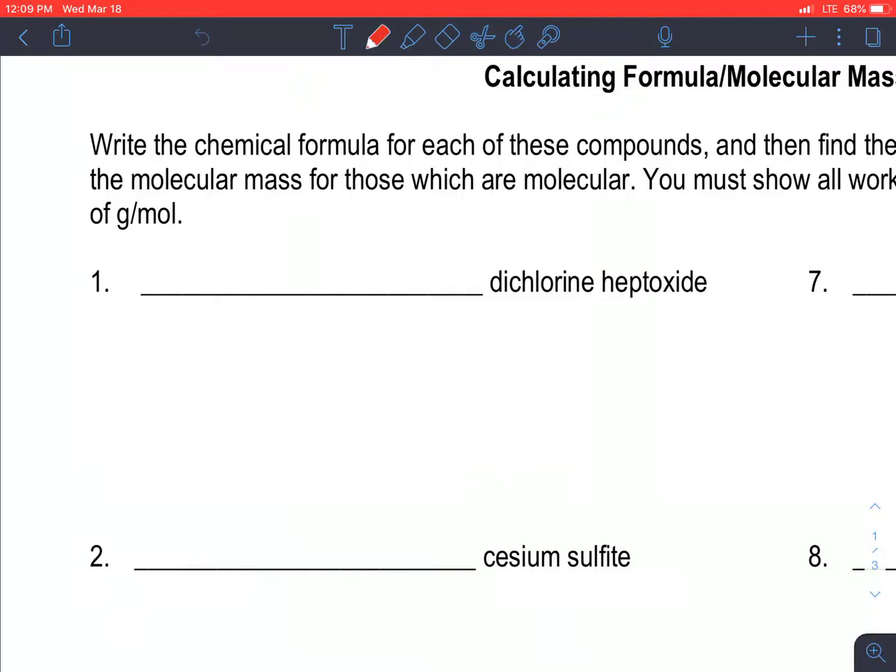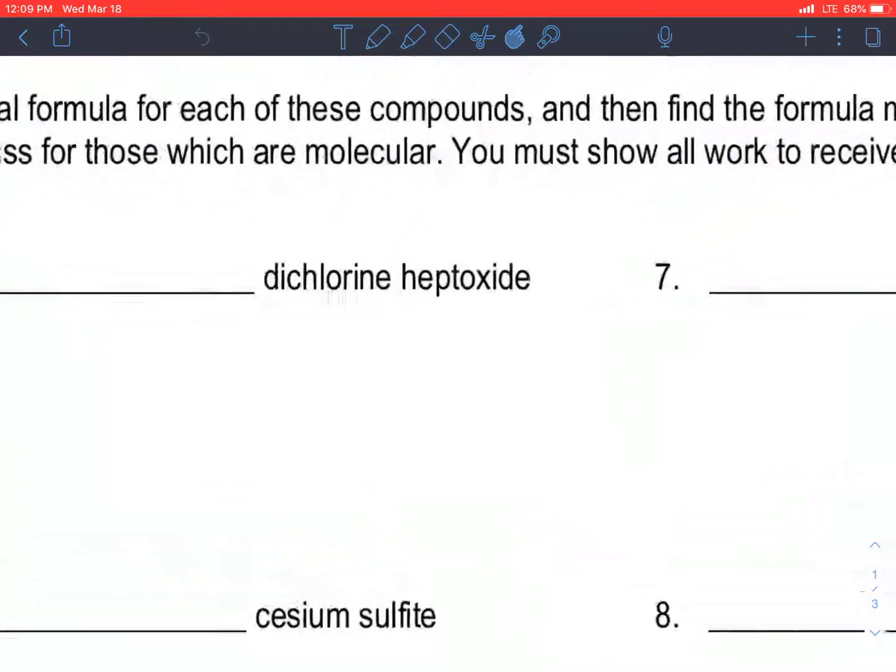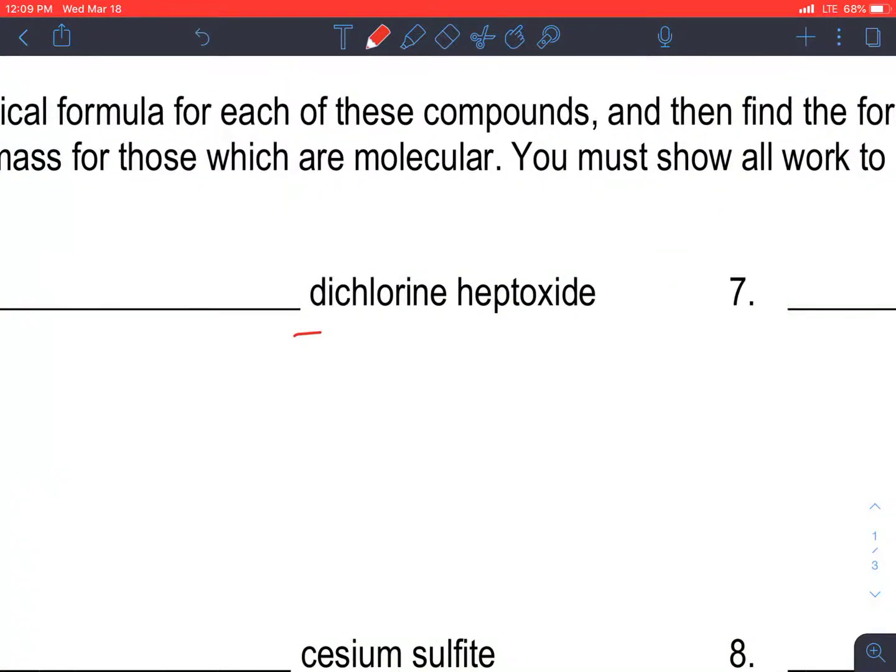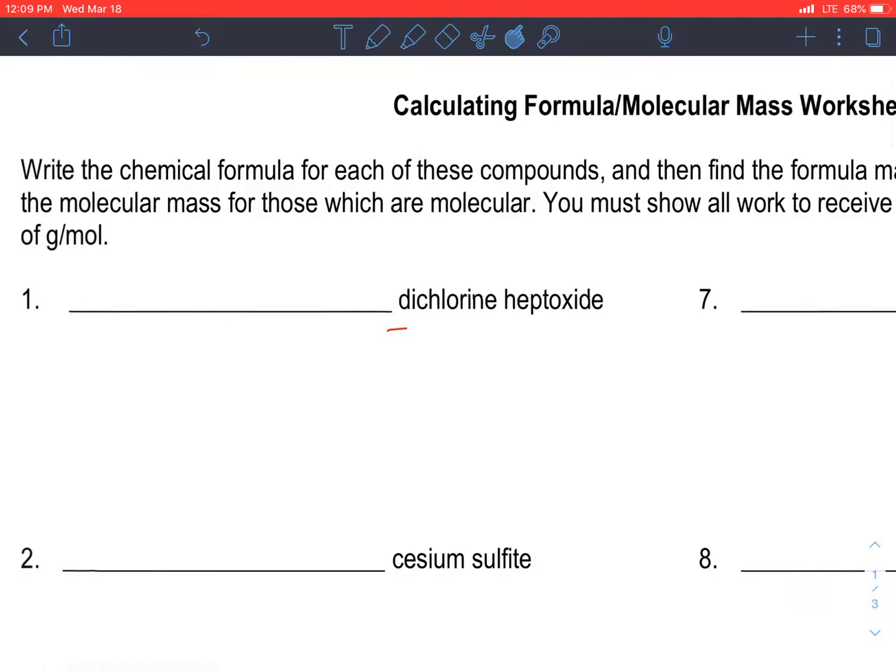Okay, so this is a binary covalent compound, and I know that because of the prefixes here. I don't know why this is not working. Oh, there we go. Okay, it is working now. Okay, so binary covalent, dichlorine heptoxide.